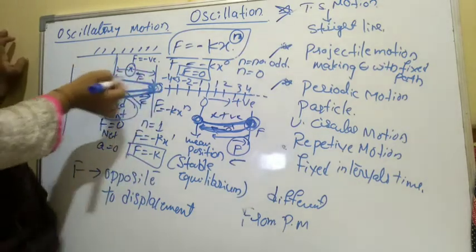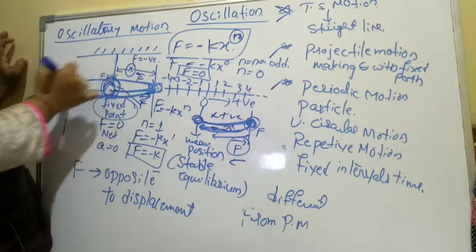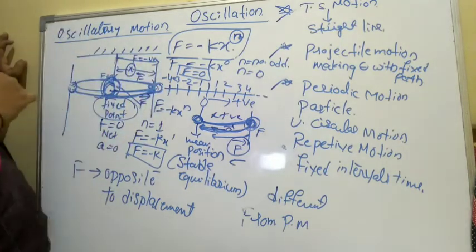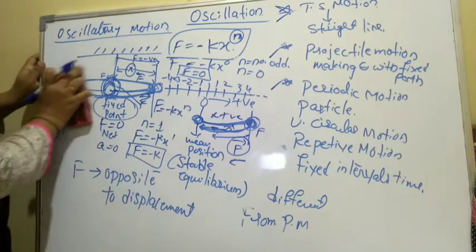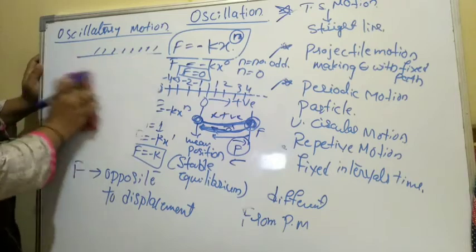So this is the displacement moving from x. X in the sense what here? Mean position. So from here it is moving. I'll read it out once again, so you may not get confused with the explanation here.